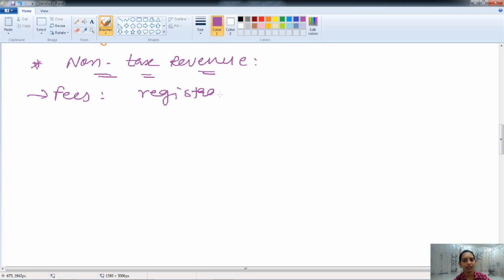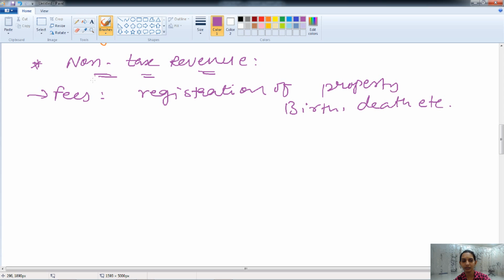For example, the registration of property, or the registration of the birth or the death certificate, and for that the person pays fees. That is known as the fees income. It is a type of non-tax revenue.